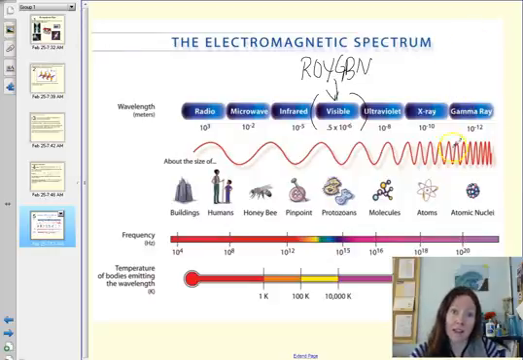Gamma rays are your highest energy, highest intensity, lowest wavelength. These are quite intense waves, as you can see by the size. This is some extra information here, some temperatures and the frequency of the waves below. So do make sure that you write this down, and you may even want a drawing of the wavelengths here so that you know that the longest wavelengths are here, the shortest wavelengths here, and that it goes in order of intensity and energy.